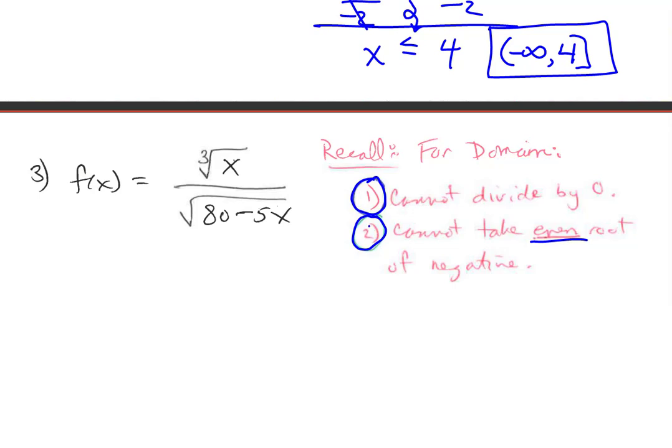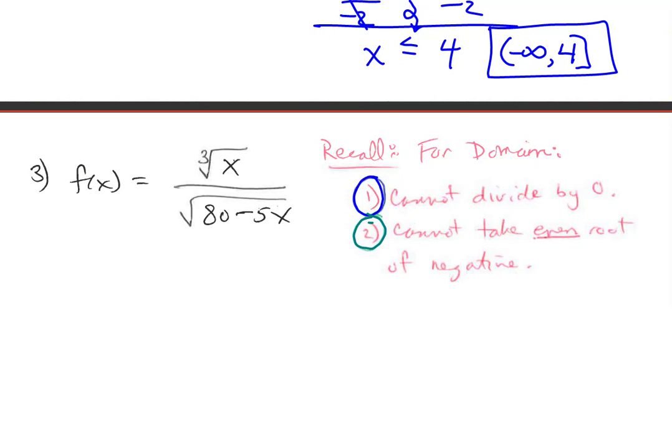So in fact, we'll do this with a couple different colors to help color code this. We'll make the first consideration that we cannot divide by 0. I'll do that one in blue. And the second consideration that, of course, we can't take the even root of a negative, we'll do that one in green. Now, let's do these one at a time.